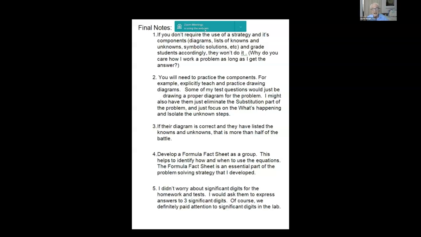You need to practice the components explicitly. Teach them how to draw diagrams. Help them through their solving of symbolic solutions. If they can draw a proper diagram, and if they can solve it symbolically, that's half the problem. Just drawing the diagram and listing the knowns and unknowns is half of the battle you're going to fight. Develop the formula fact sheet as a group. This helps them to identify when and how to use equations. And I talked about significant digits before.